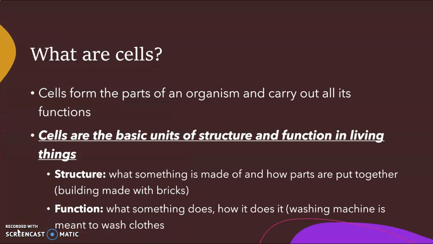I'll start off by asking the question, what are cells? Well, cells form the parts of an organism and carry out all of its functions. They are the basic units of structure and function in living things. By this I mean structure is what something is made out of and how parts are put together. So you can think of a building that's made with bricks. And by function I mean what something does or how it does it. So like a washing machine is meant to wash clothes. So when I ask you what are cells, I would like for you to respond that they are the most basic units of structure and function in living things. This is important.